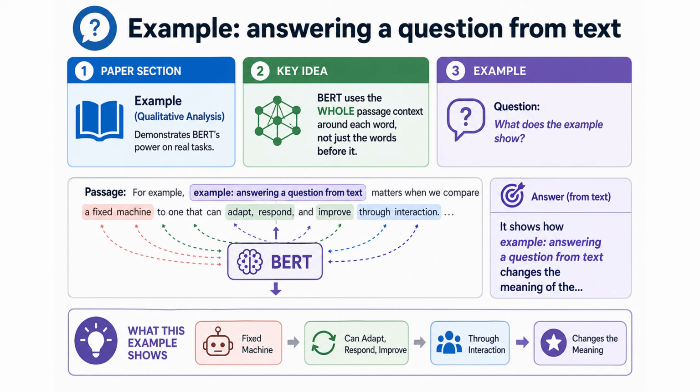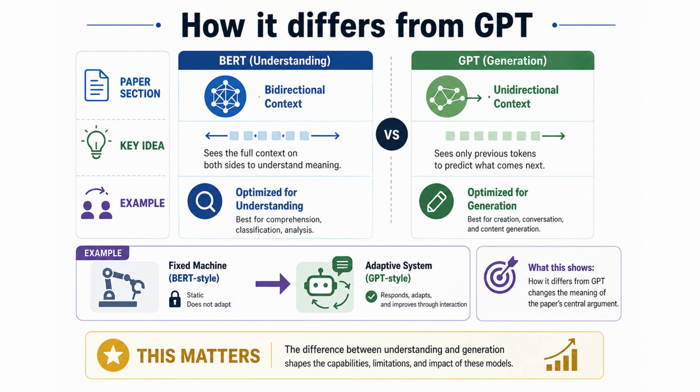Once that is clear, the next step is how it differs from GPT, because that extends the paper's argument in a more concrete direction. How it differs from GPT. BERT is optimized for understanding with bidirectional context, while GPT-style models became optimized for generation. For example, how it differs from GPT matters when we compare a fixed machine to one that can adapt, respond, and improve through interaction. What this example shows is how it differs from GPT changes the meaning of the paper's central argument. This matters because it helps explain why this paper became one of the foundation stones of AI history.